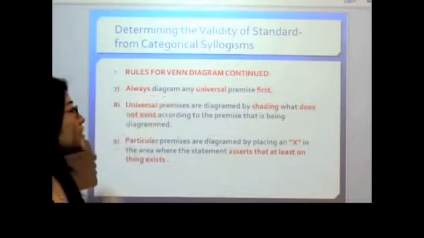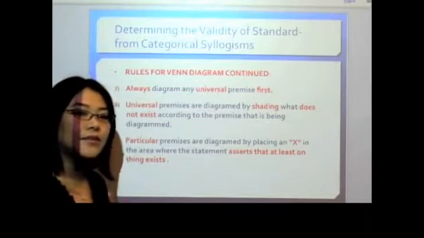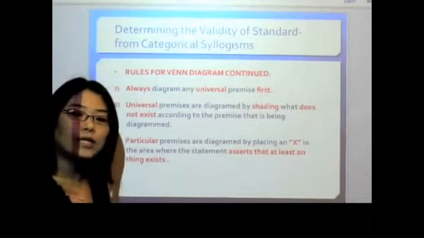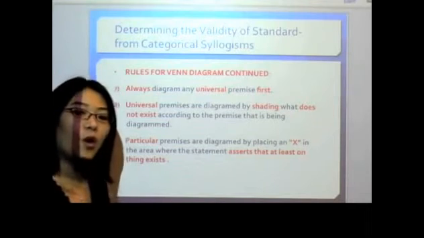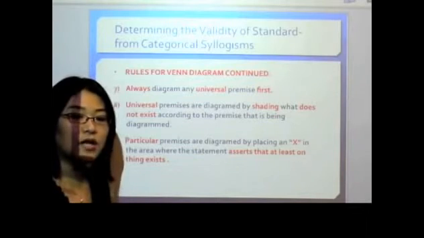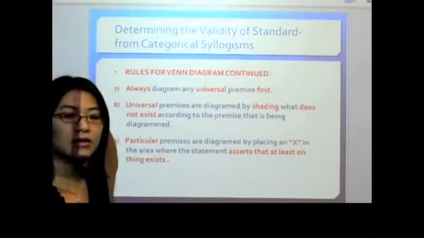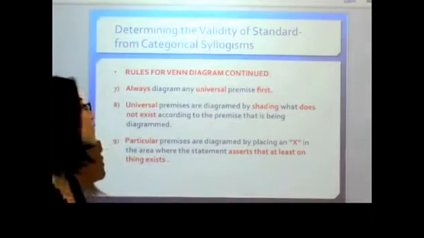Also, you always diagram any universal premise first, okay? So any A-type statement or E-type statement will always be diagrammed first. If you have only universal statements, then it doesn't matter which one you diagram first. If you have only particular statements, then it doesn't matter which one you diagram first. But if you have premises where one is a universal and one is a particular, you want to always make sure to diagram that universal statement first, okay?